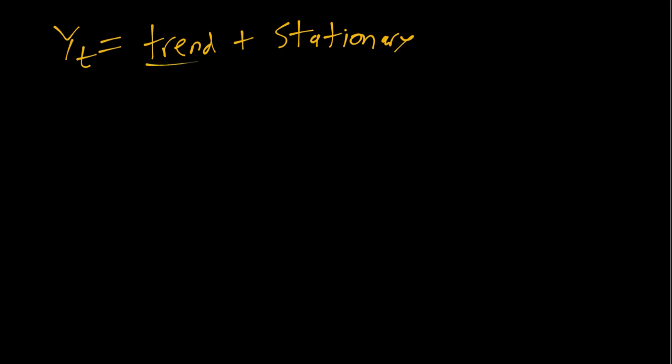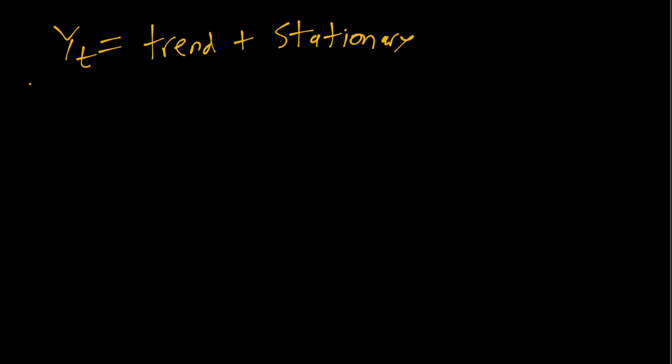So we have something like yt equals this deterministic trend plus some sort of stationary component. So if we think about yt, yt is not stationary because it has a trend which violates stationarity. But what we can do, at least in principle, is if we can move the trend to the other side, then we'll be left with something that is stationary.